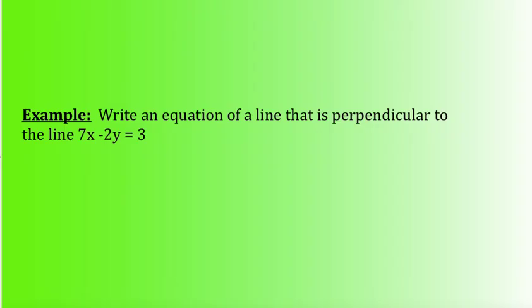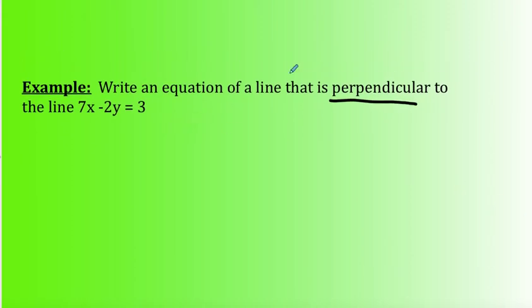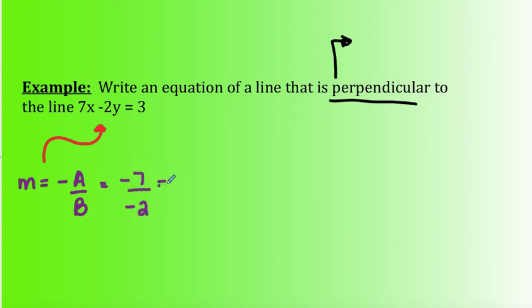Again, if the question's asking you about parallel and perpendicular lines, you really always should focus on the slope. All right, so let's look at another example. Write an equation of a line that's perpendicular to the line 7x minus 2y equals 3. If it's perpendicular, that means I need the opposite reciprocal slope. So again, I have to borrow the slope. However, this one is in standard form, so I'm going to use that nice -A over B to get the slope. So I'm going to do -7 over -2, which is 7 over 2.